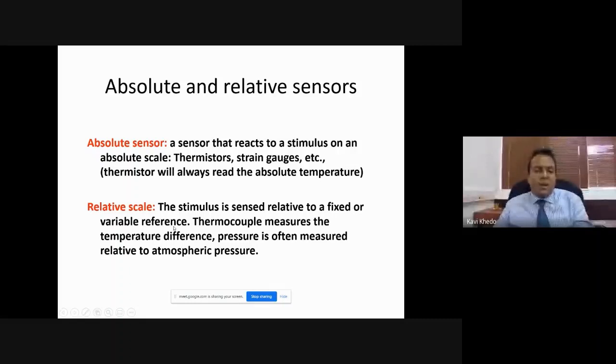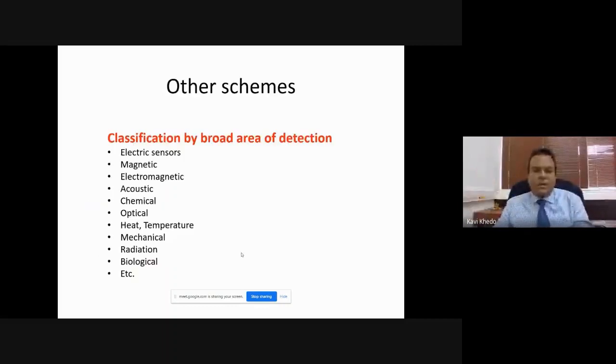Whereas for a relative sensor, on a relative scale, the stimulus is sensed relative to a fixed or variable reference. So you have a reference point, and you measure with respect to that reference. A thermocouple measures the temperature difference, for example. And pressure is often measured relative to atmospheric pressure. So pressure in the air is only relative to atmospheric pressure, by how much it is more or less than atmospheric pressure. So it doesn't translate to a pressure value directly, but you need to add or subtract atmospheric pressure. So this is called a relative sensor.